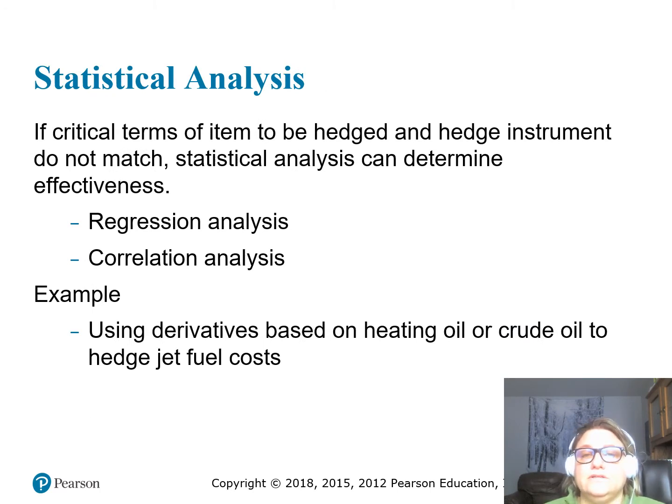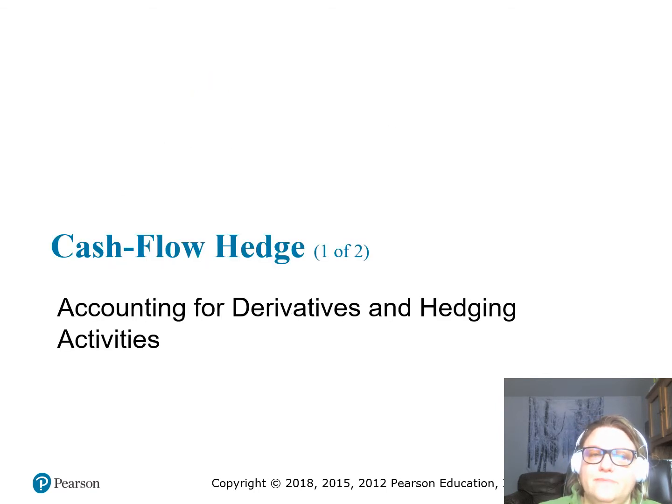All right, if the critical terms of the item being hedged and the hedge instrument do not match, then you can use statistical analysis to determine the effectiveness. You could use either regression or correlation. These two types can be used, or you can do regression and correlation. Go all out on yourself. So, using derivatives based on heating oil or crude oil to hedge jet fuel costs. Okay, so here's your example.